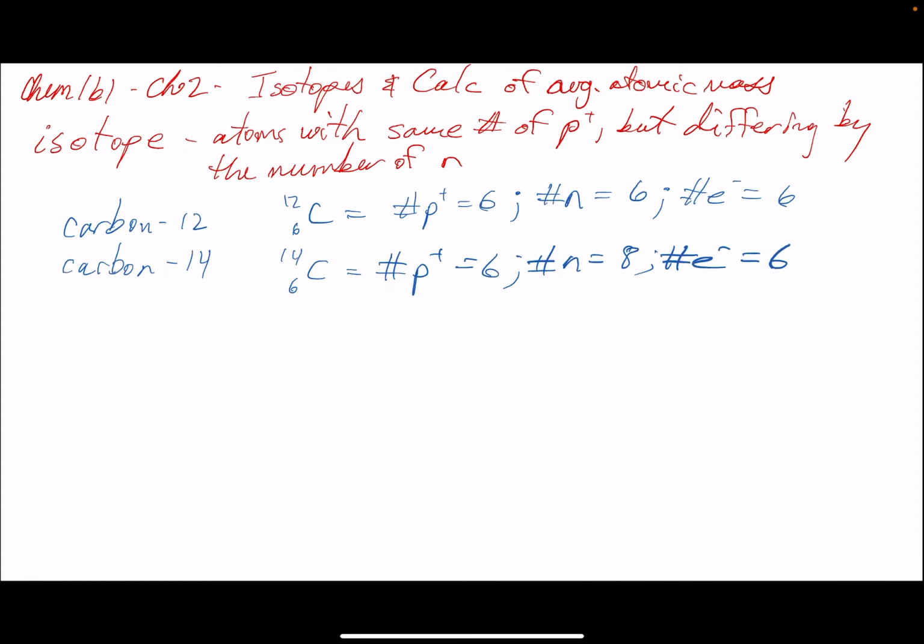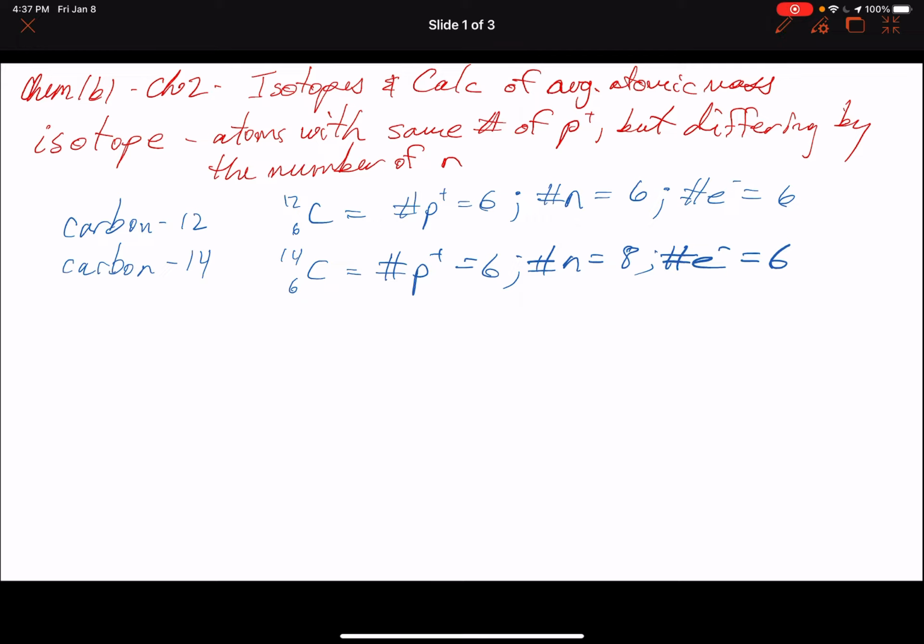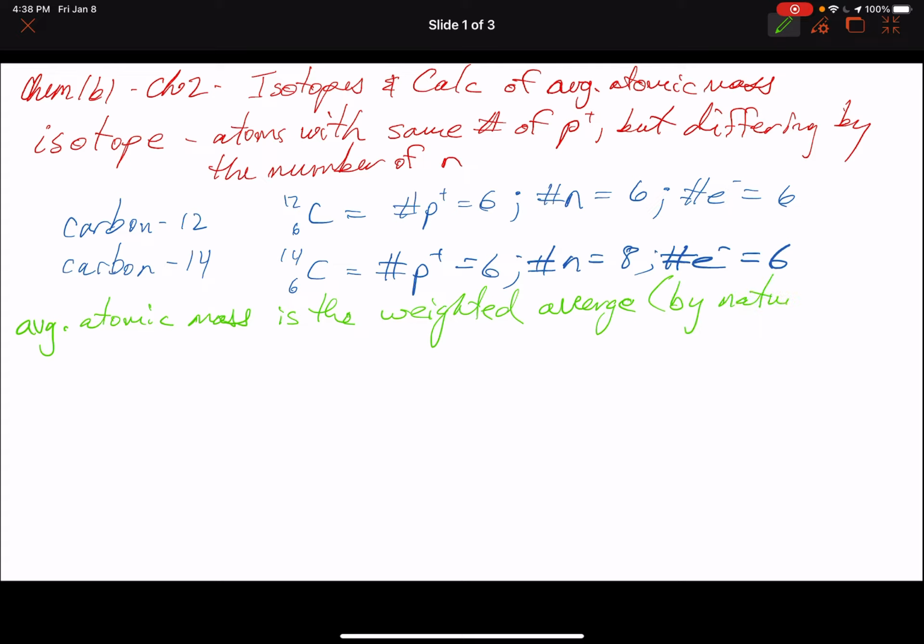Okay, so let's touch on that. What we have here as a follow-up is that the average atomic mass is the weighted average, and I'll put in parentheses, by natural abundance, weighted average of the isotopes of the element.